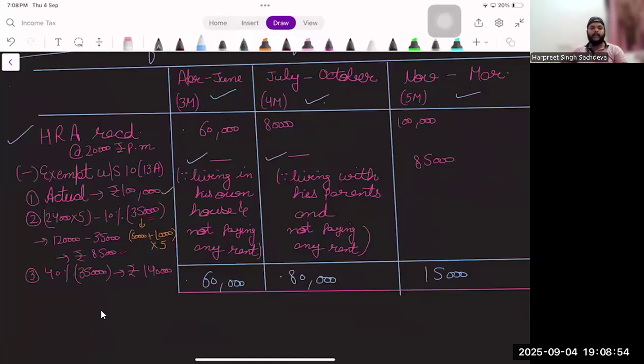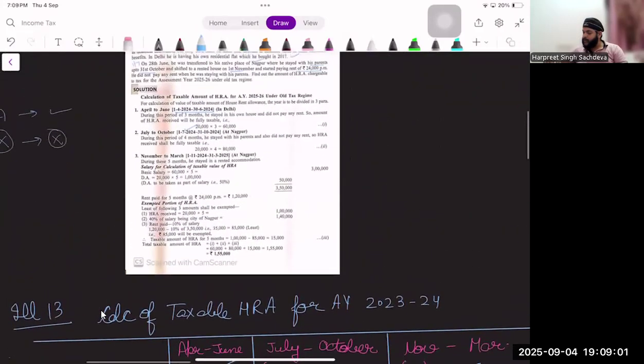It is 1 lakh. Second point is rent paid minus 10% of salary. Madhvi, what is the rent paid, Raja?